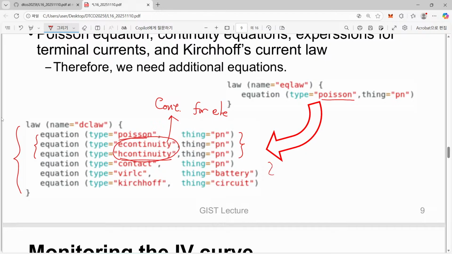And what are they? We have three additional ones, and they have their own purposes. One is contact. Now we have an anode contact and a cathode contact, and we must calculate the anode current and cathode current. That is specified by this contact equation. Without this one, we cannot calculate current. So please add this one. Please do not omit it.